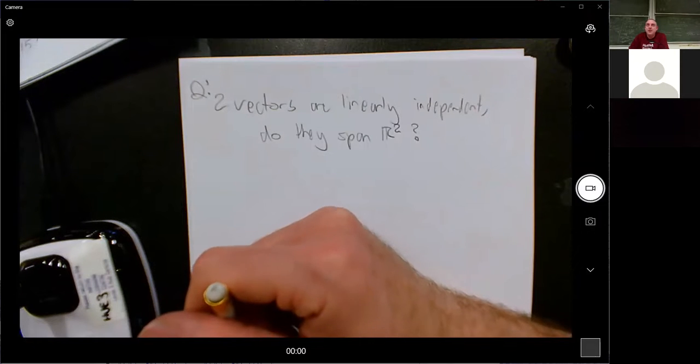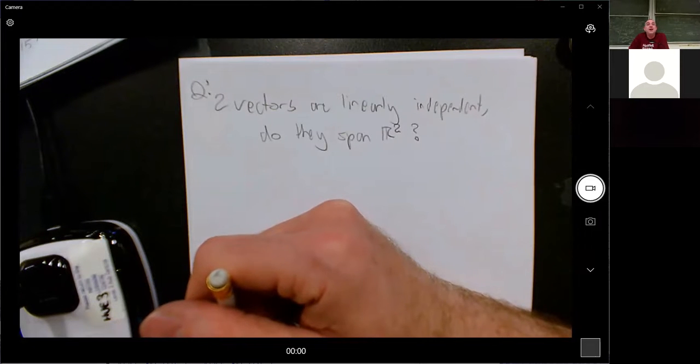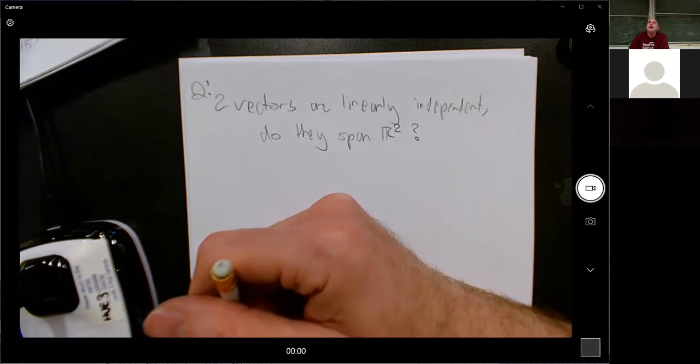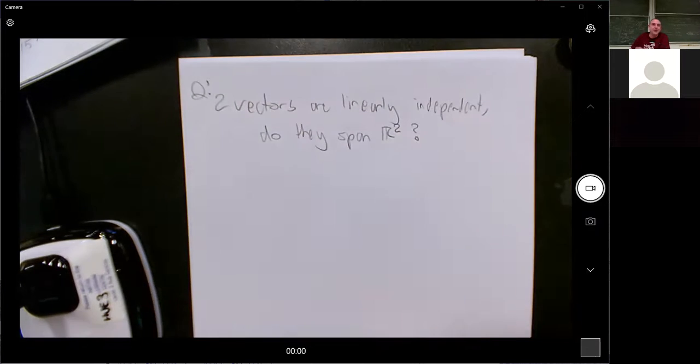The answer to that question is, if the vectors are in R2 and there's two of them and they're independent, then yes, they do span R2. If the vectors are in R3 and they're linearly independent and there's two of them, they don't span R2 because they're not in R2. They're in R3. The thing they span is the same shape as R2, but it's not R2 because R2 is made of things that have two coordinates.